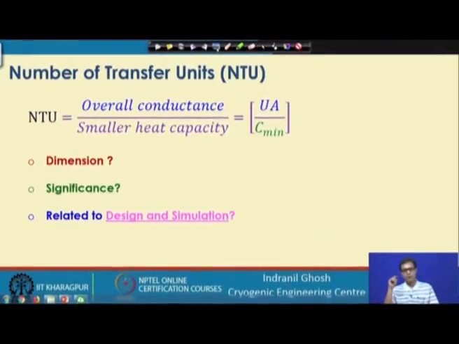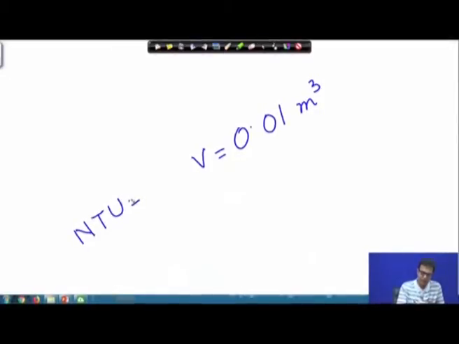This has been explained nicely with an example by R.K. Shah and Sekulic. They have given an example of a gas turbine regenerator, where the NTU is 10, but the core volume of the heat exchanger is only 0.01 meter cube. This is corresponding to an NTU of 10.